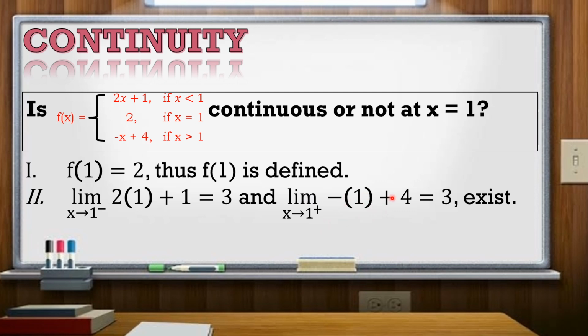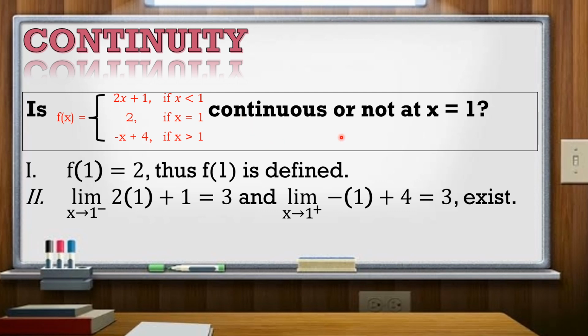Then we will compare your left-hand and right-hand limit. Are they the same? Yes, they are equal. Then the limit exists. Since the limit exists, we will compare your step 1 and step 2. If they are the same, your function is continuous at x is equal to 1. But if they are not the same, your f of x is discontinuous at x is equal to 1.